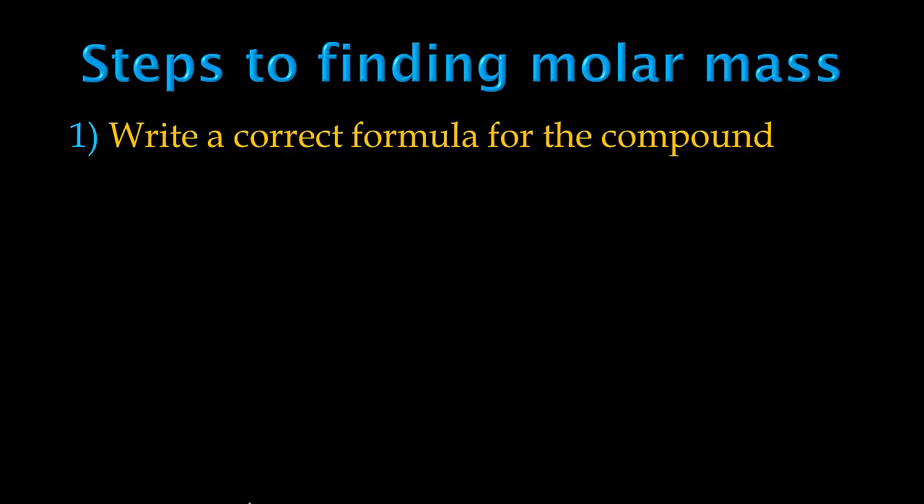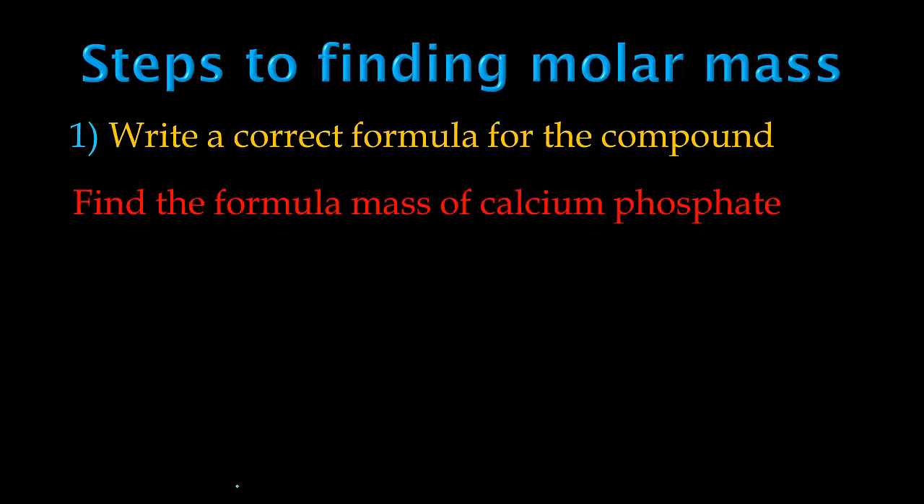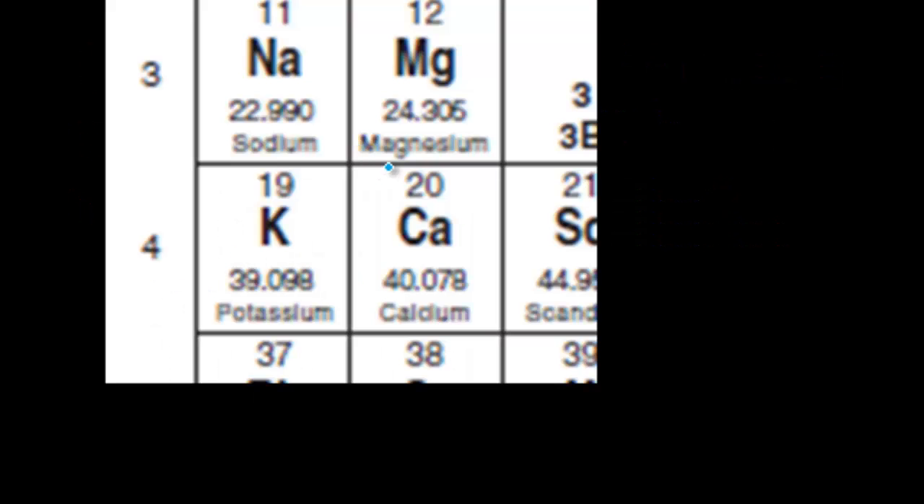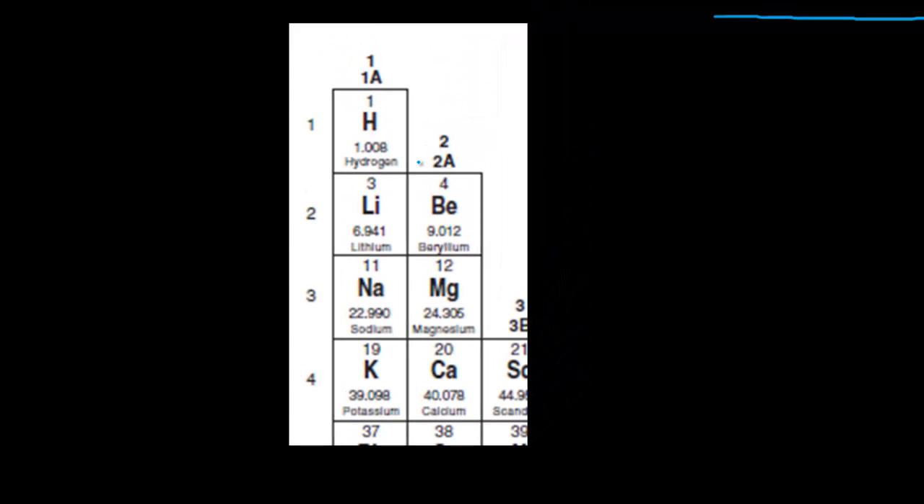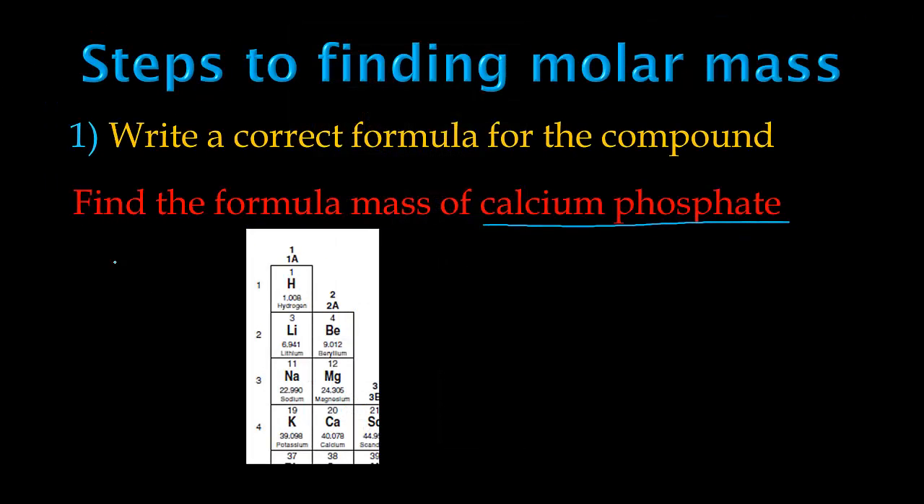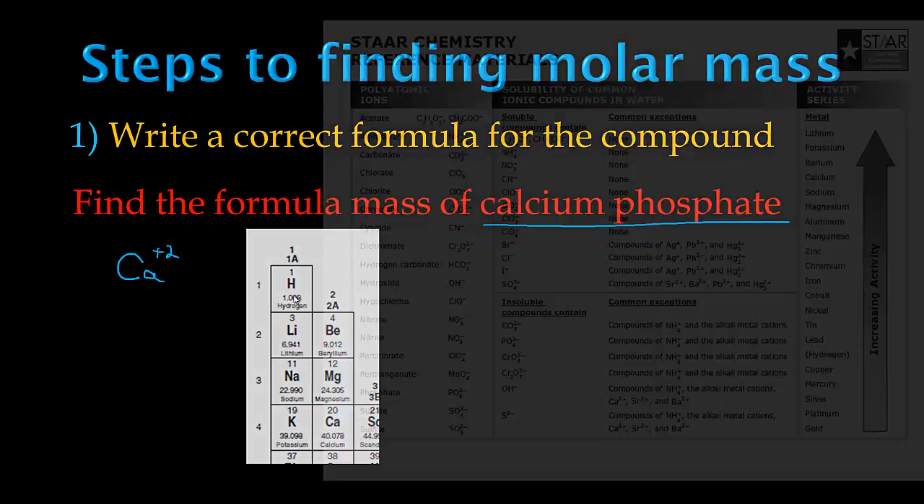We have 4 steps to finding molar mass. First step is to write a correct formula for the compound. So now let's look at our first example. Find the formula mass of calcium phosphate. So the first thing we need to do is write a correct formula for calcium phosphate. Calcium is located right here. It is in group 2, which means it has 2 valence shell electrons. So calcium, is it easier for calcium to gain 6 electrons or lose 2? Because it has 2 valence shell electrons, it's easier for it to lose 2, so that's its oxidation number.